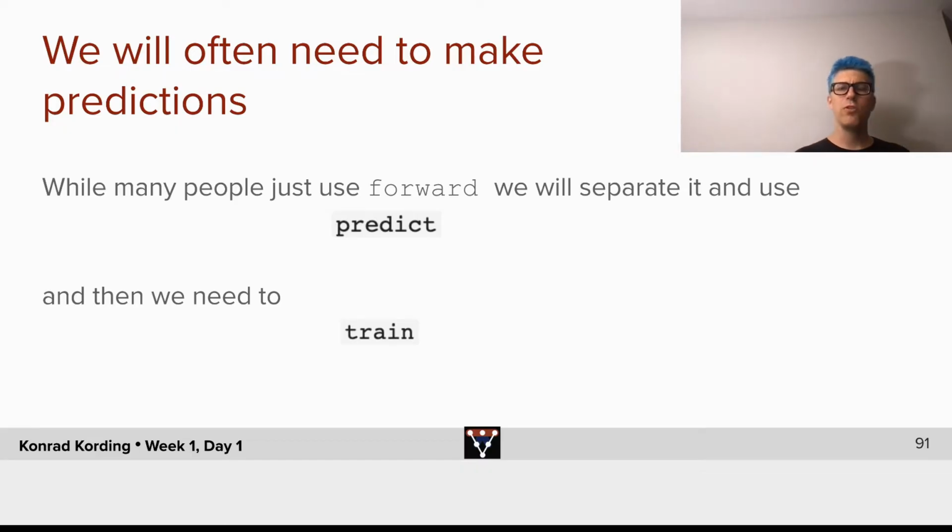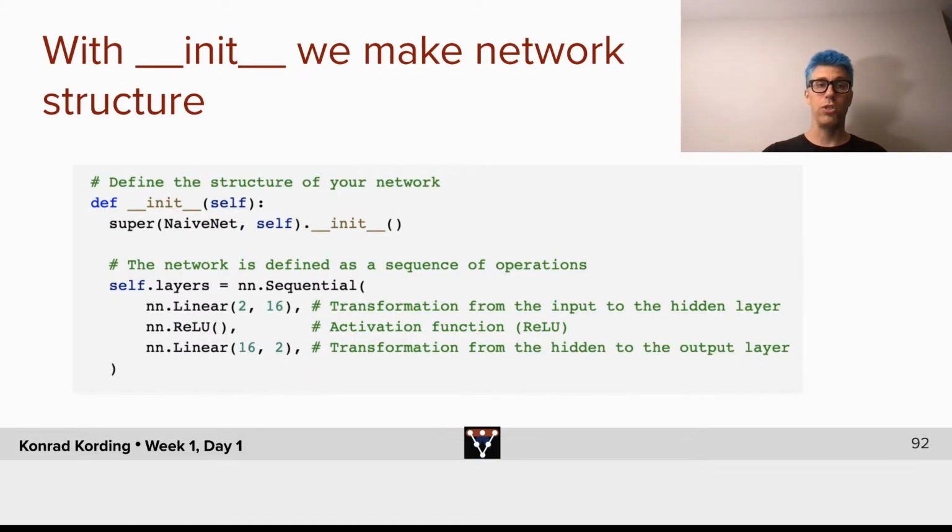While many people use forward, we will separate it and also have a specific predict function that is used to make predictions in a case. And then we will need to train, and as part of train, we will calculate the gradients using backpropagation and specifically the backwards command that we have in PyTorch. So let's see how we actually set this up.